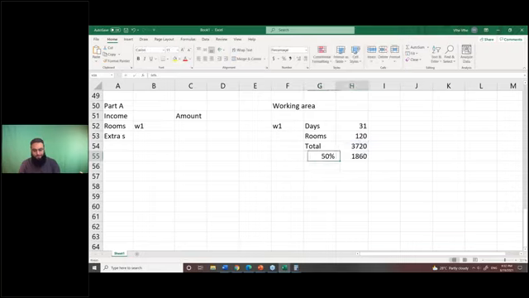Okay, 1860 is the availability. Sorry, it's the occupancy that you're expecting, 1860. Okay, you can do the entire working in one cell without any issue, right? So what is the rate? The price, I would say.